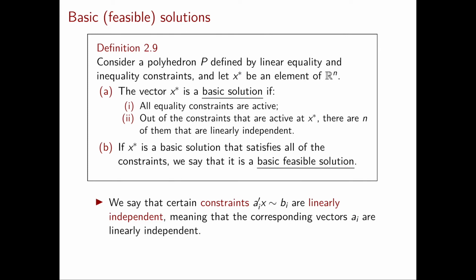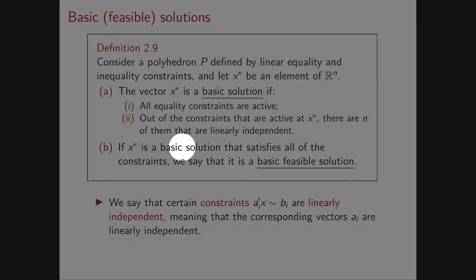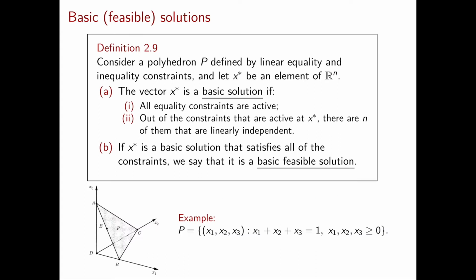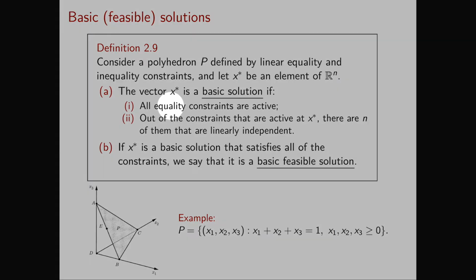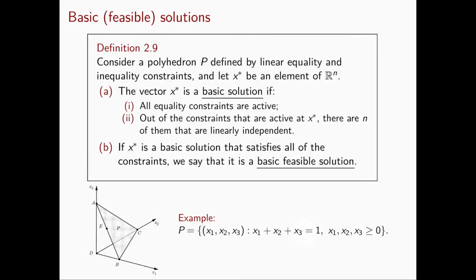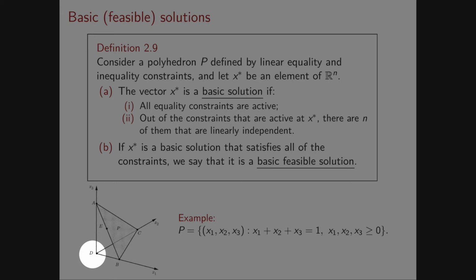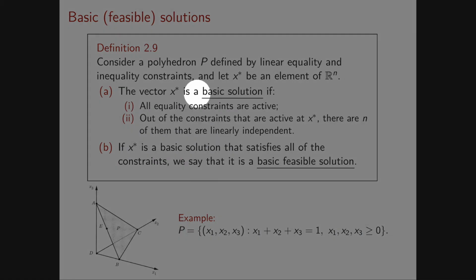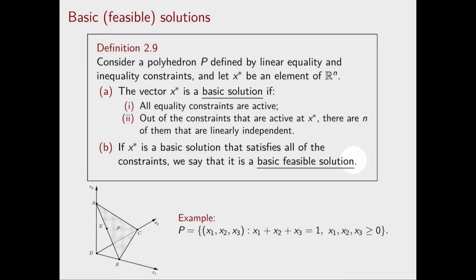We're finally ready to define a basic feasible solution. A basic feasible solution is a vector x star that is a basic solution and it also satisfies all the constraints. Let's now get back to our latest example and discuss which vectors are basic solutions and which are basic feasible solutions. The first condition in the definition of basic solution is that all equality constraints are active. Now there's only one equality constraint here, which is x1 plus x2 plus x3 equal to 1, and we can immediately see that the vector D is the only one that doesn't satisfy it. Therefore, D is not a basic solution, and therefore it's not a basic feasible solution.